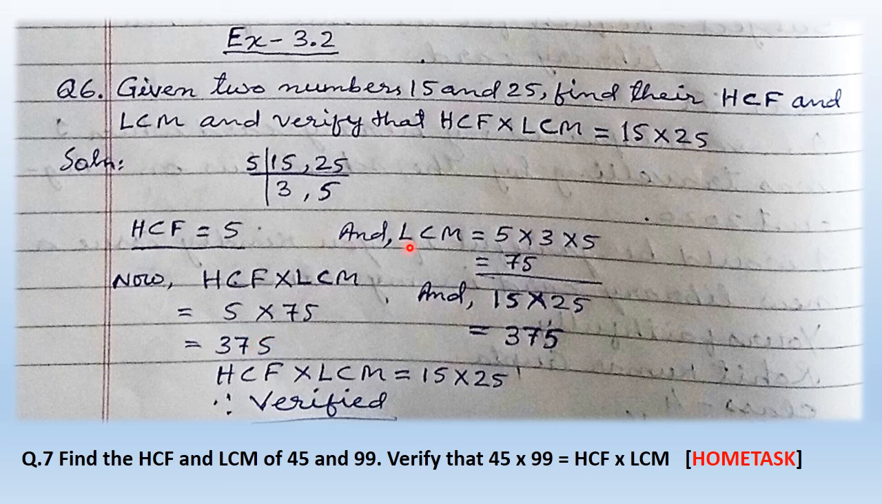On the other side, you multiply the product of the two numbers. So 15 into 25 also gives us 375. So we saw that HCF into LCM was equal to the product of the two numbers. So hence HCF into LCM is equal to 15 into 25. Therefore, it is verified. Now, you will be doing question number 7, which is home task for you. Okay.